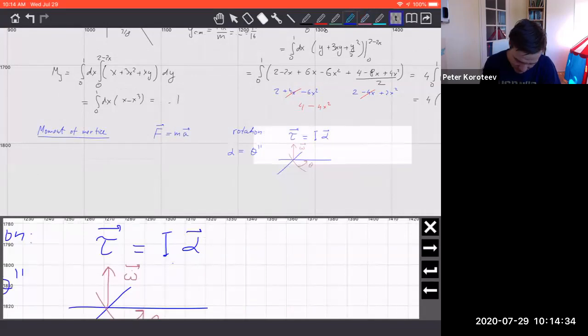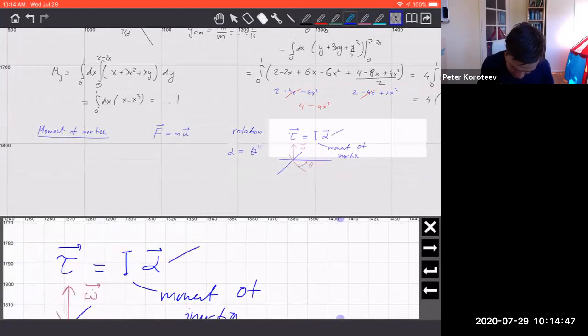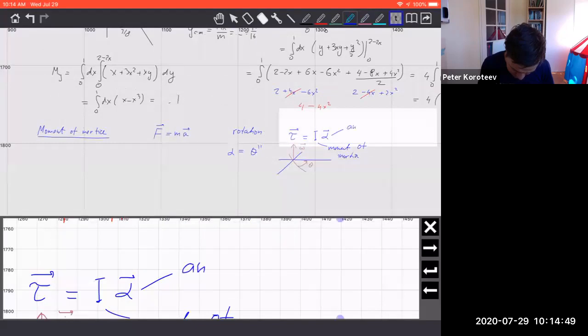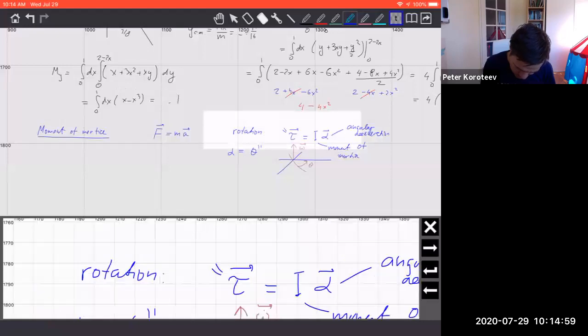I is called the moment of inertia. Alpha is angular acceleration. And tau is torque, which is a cross product of the radius vector times the force.